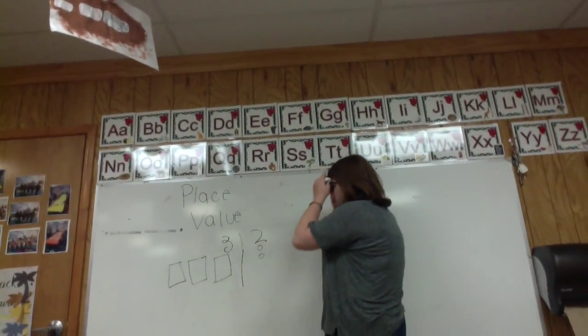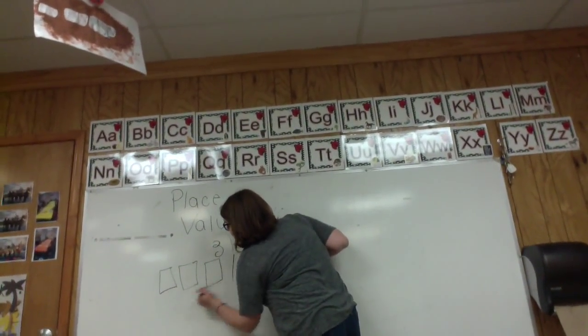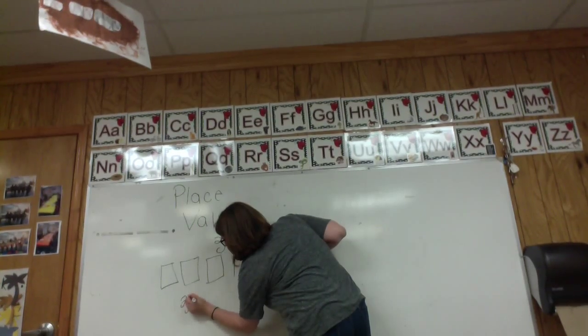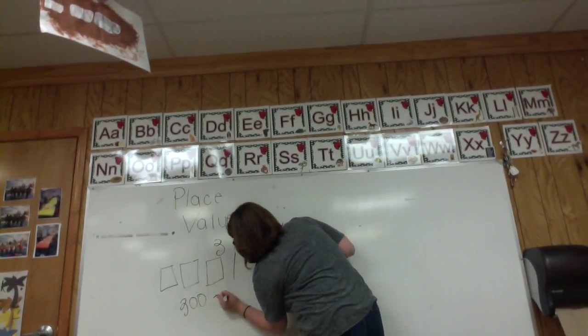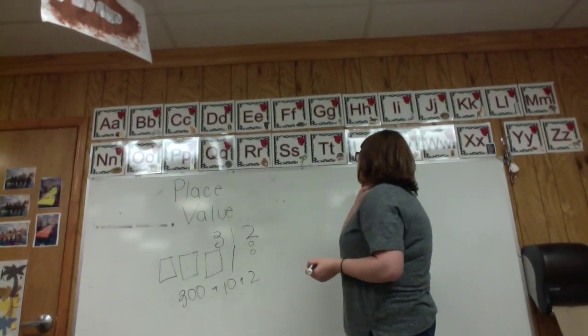Okay, now this number, in numbers, based on what we have here, so we have 3 hundreds, 1 10, and 2 ones. Okay, now let's try something else.